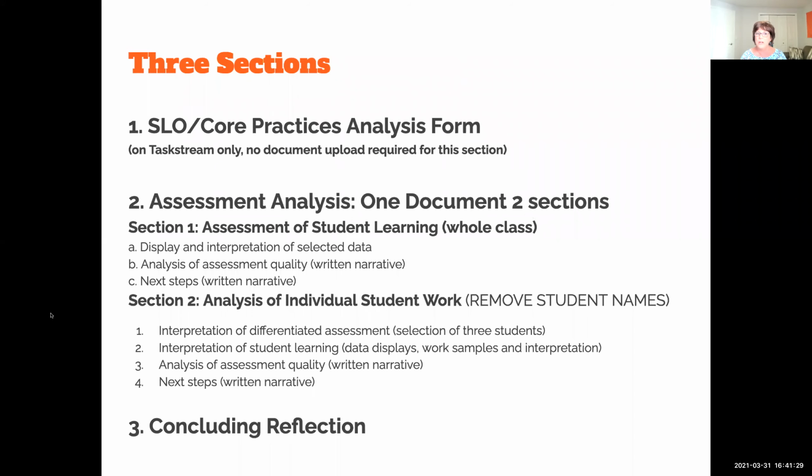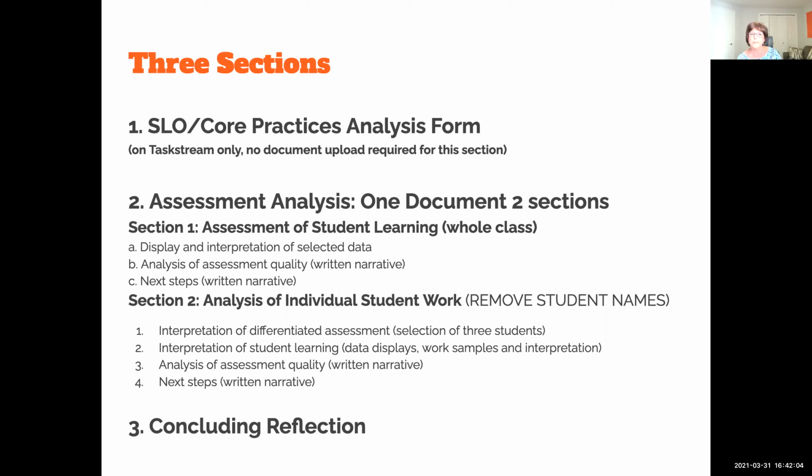Okay. You're going to be working on 3 sections of the SPAT that are on TaskStream to finish. So first, and I know that when you look at the directions in the field guide, SLO and core practices is often listed as number 3. But in my mind, I think for some people, it really helps them to do this section first. You don't upload anything for this section, and I'll show you a little bit more detail about it.